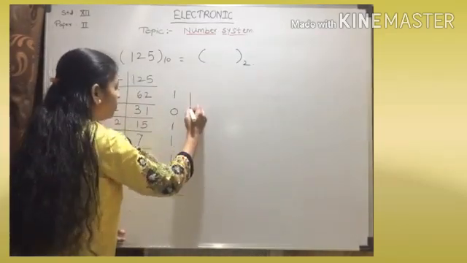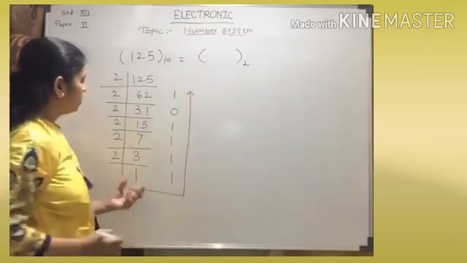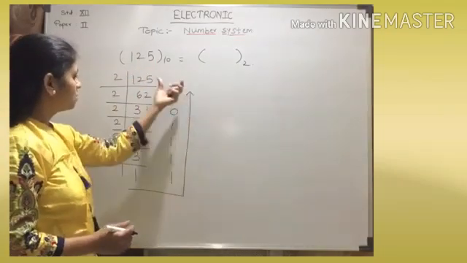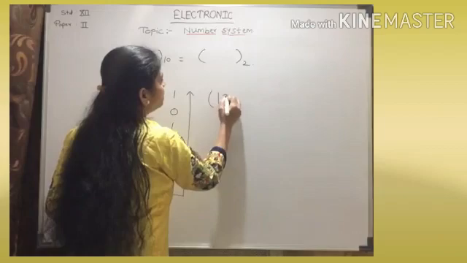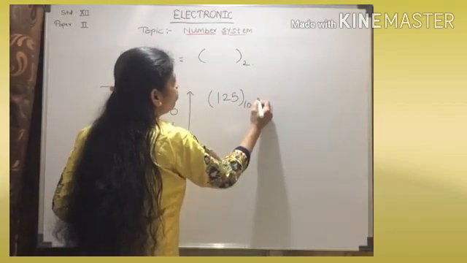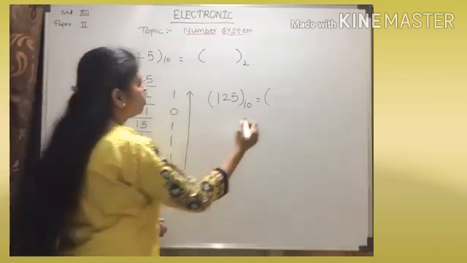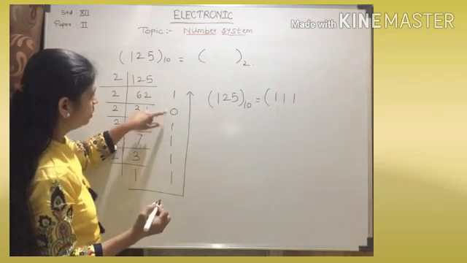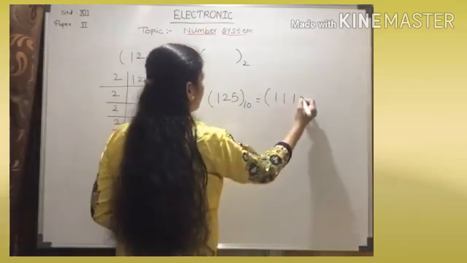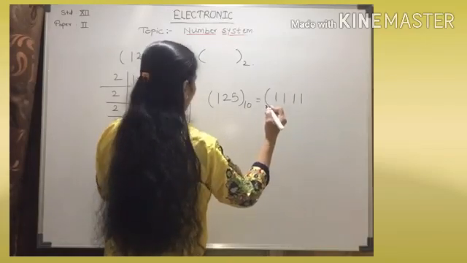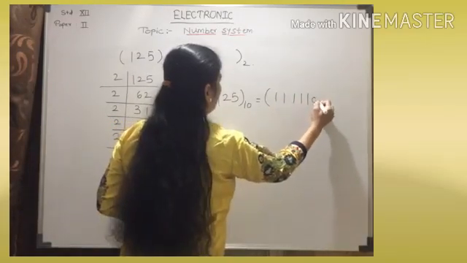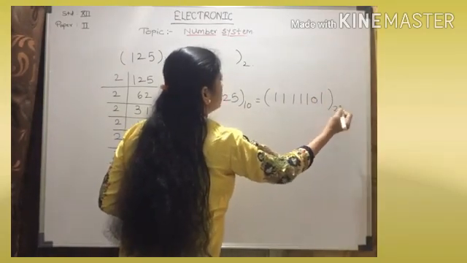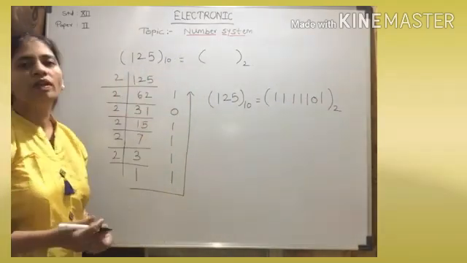Now you have to write down this answer in this way. So by dividing the number by 2, we got this answer, that is the binary equivalent of 125. So the answer is 1111101. This is the binary equivalent of 125.